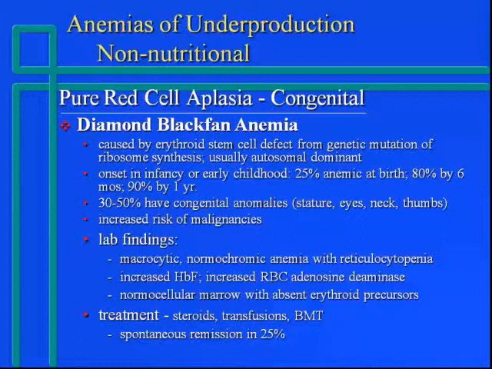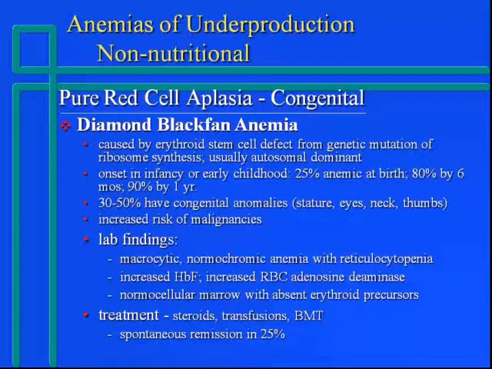I'm going to move to talk about the non-nutritional anemias of underproduction. There's a condition of a pure red blood cell aplasia, which is congenital and seen in the pediatric population. This is Diamond-Blackfan anemia. It is caused by an erythroid stem cell defect from a genetic mutation of ribosome synthesis, and it's usually inherited in an autosomal dominant manner. It tends to have its onset early in infancy, and 25% of these children will actually have anemia at birth. 80% have anemia by 6 months of age, and 90% by 1 year.